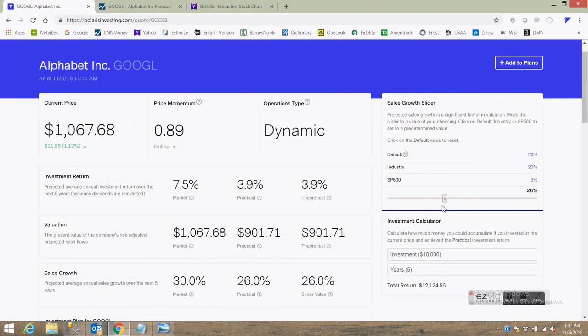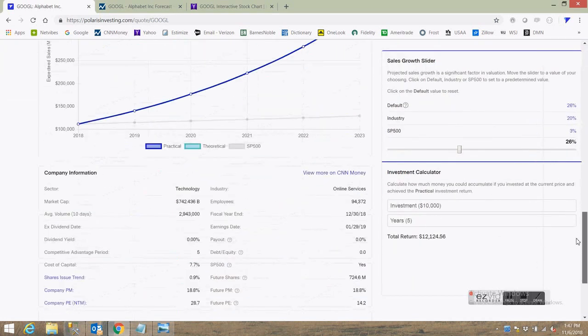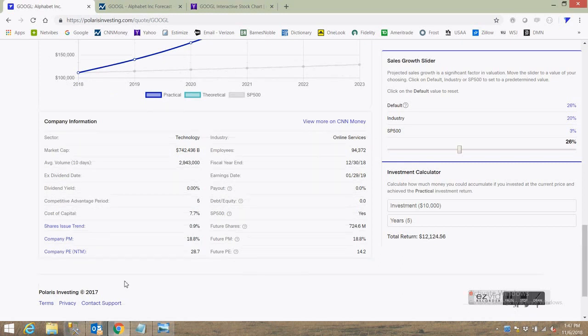So now coming back up to the sales growth slider, the question is: do we use the Polaris' default of 26? Or do we be a little more aggressive and go towards more like 50%? Let's come back and revisit that. Let's go look at the other input parameters that are used by the Polaris.